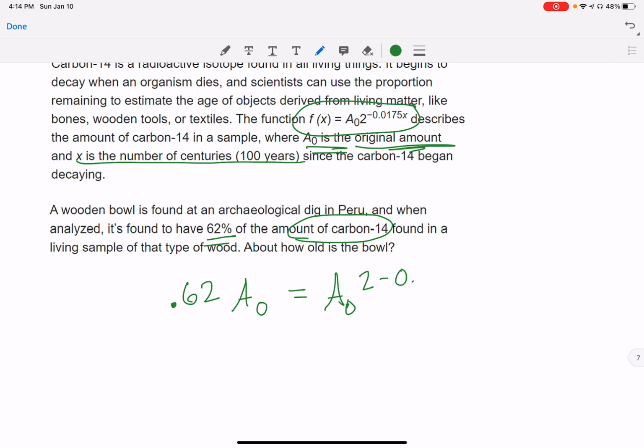And then I'm just rewriting the equation that they gave us: 2 raised to the negative 0.0175x. This pen is throwing me all off. It's frustrating me. Okay, so 62% of the original amount, and we just said that A-naught is the original, and X is the number of centuries.